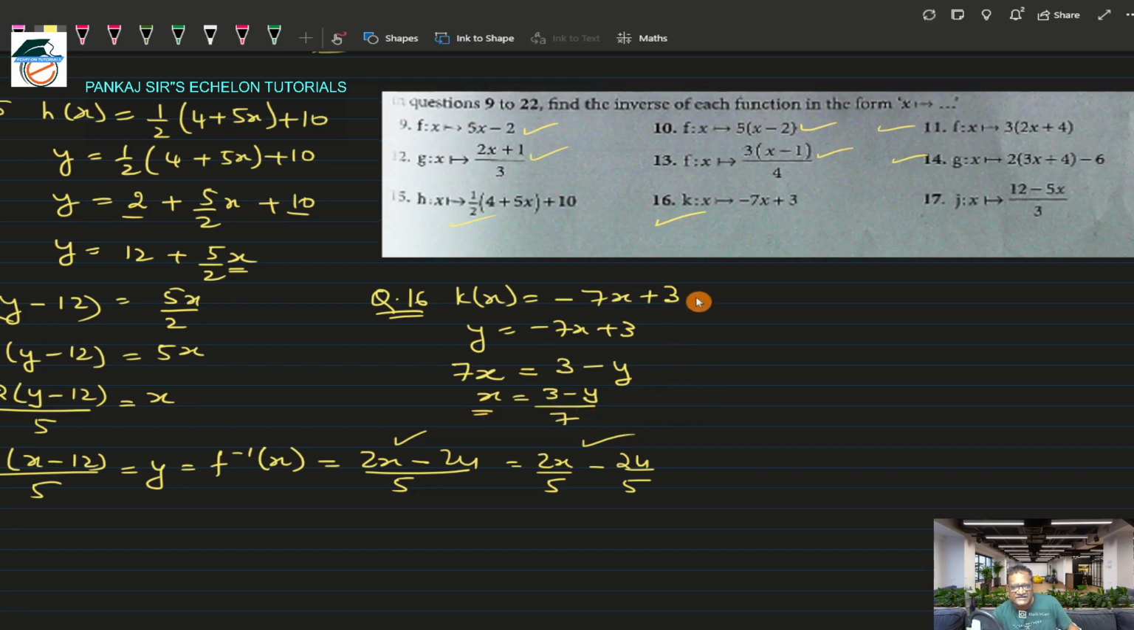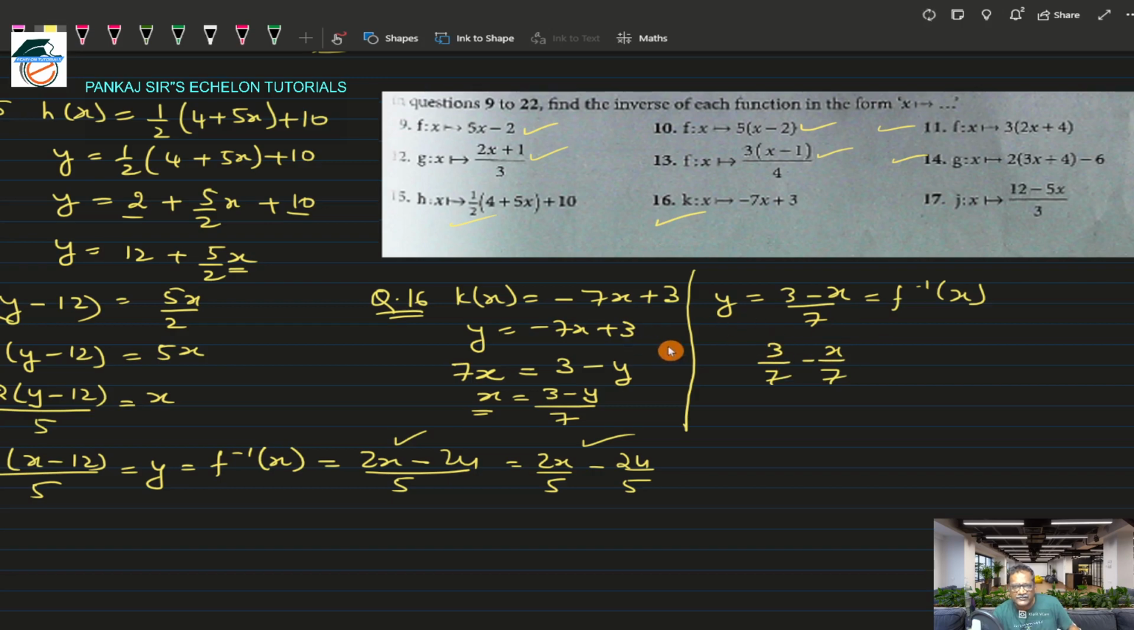Now the next step is you will have to swap x and y. So this y will be x and this will be (3 minus x) upon 7. This y is nothing but my f inverse of x. My f inverse of x is this, (3 minus x) upon 7. If you want, you can split it and write it as 3 upon 7 minus x upon 7. But (3 minus x) upon 7 is also correct.